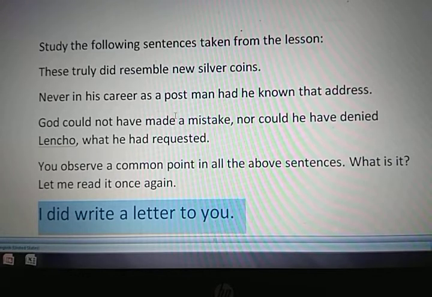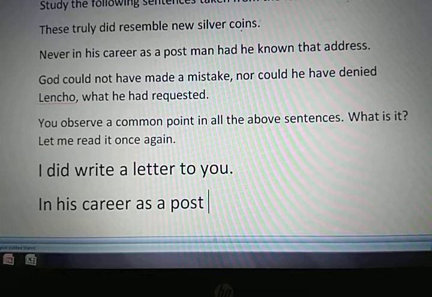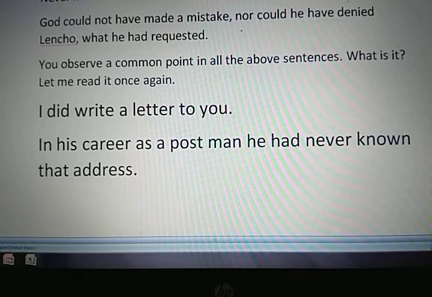Second sentence. Never in his career as a postman had he known that address. Actually that sentence can be written like this: in his career as a postman, he had never known that address.